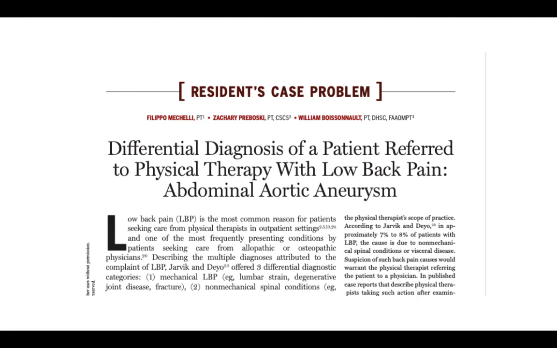So as physical therapists, it's very important that we understand the vascular system, the nervous system, not just the musculoskeletal system, because patients might be coming in with something completely, totally different, and it's time sensitive for their life.